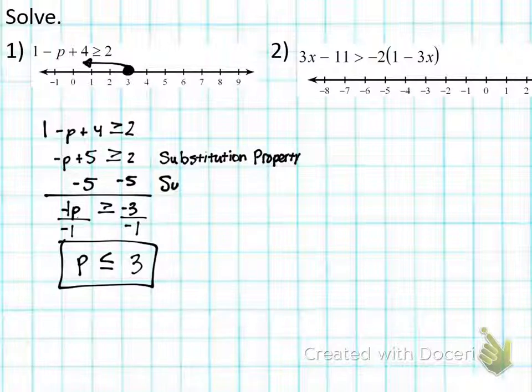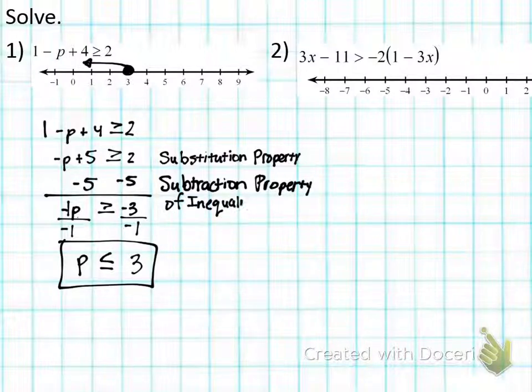Oh, and I forgot on number 1. I forgot to put the justification on each one, right? We use the subtraction property of inequality, and then what did I use here when I divided? Division property of inequality, okay? So that's number 1. Okay, jumping back to number 2.